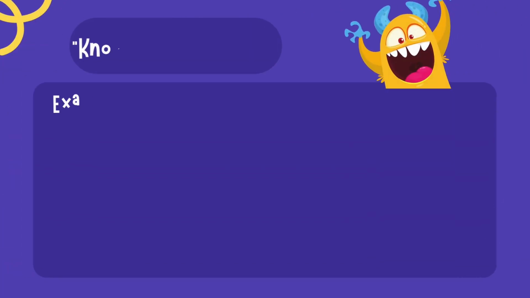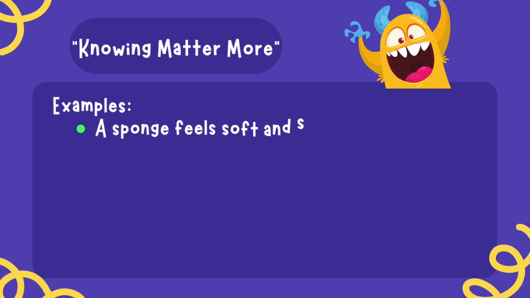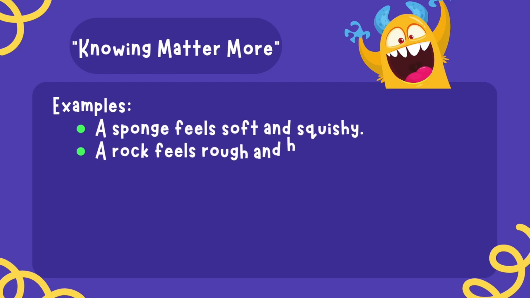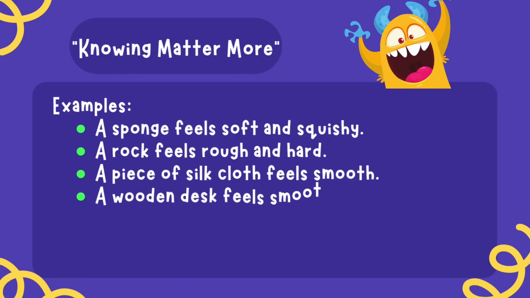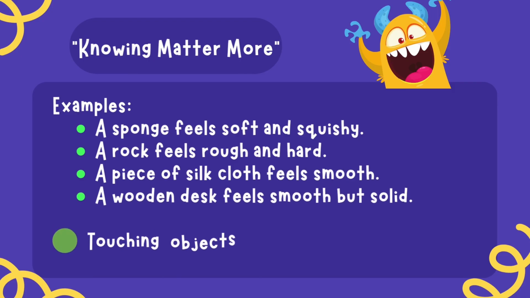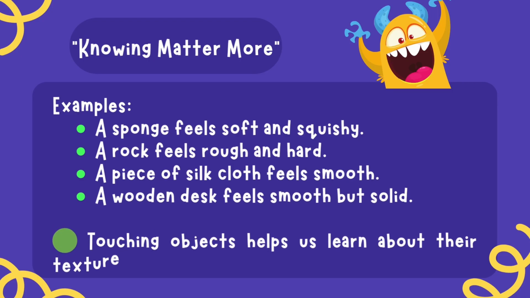Okay, so going back with our lesson, example, a sponge feels soft and squishy. A rock feels rough and hard. A piece of silk cloth feels smooth. A wooden desk feels smooth but solid. So touching objects helps us learn about their texture.